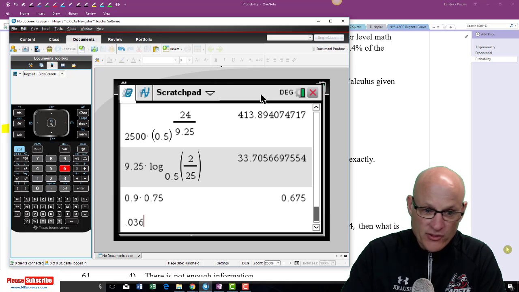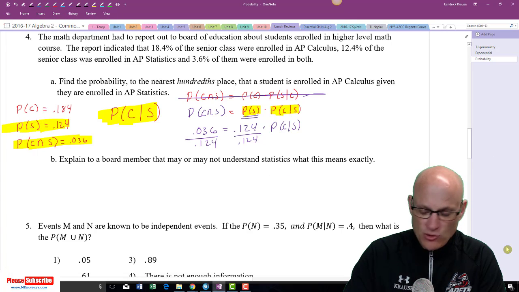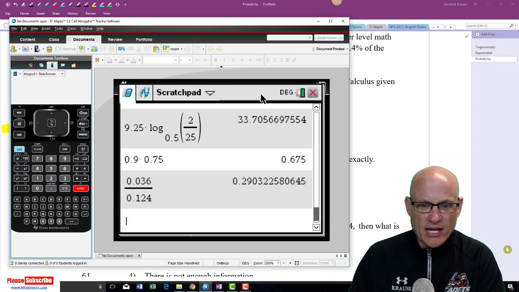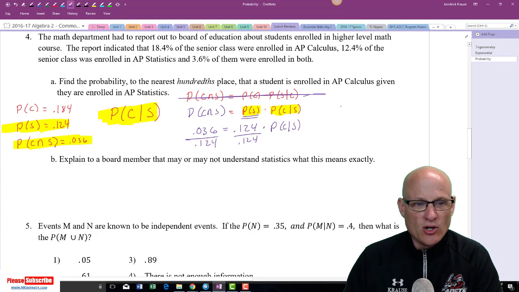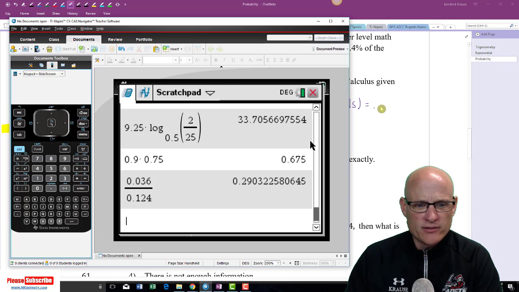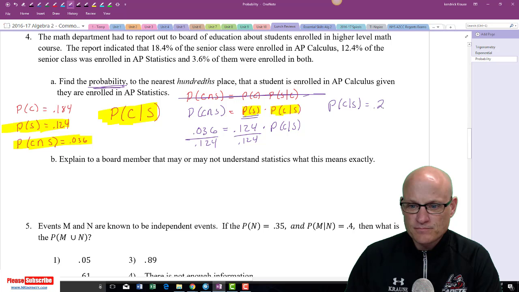So 0.036 divided by 0.124 is 0.29. Did I tell you we're rounding to the hundredths place? So the probability is a decimal, not a percentage. So the probability of calculus given stats is equal to 0.29.